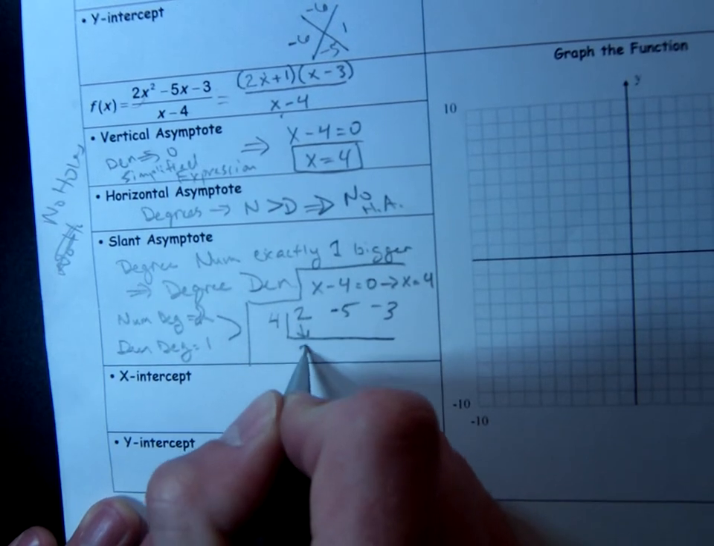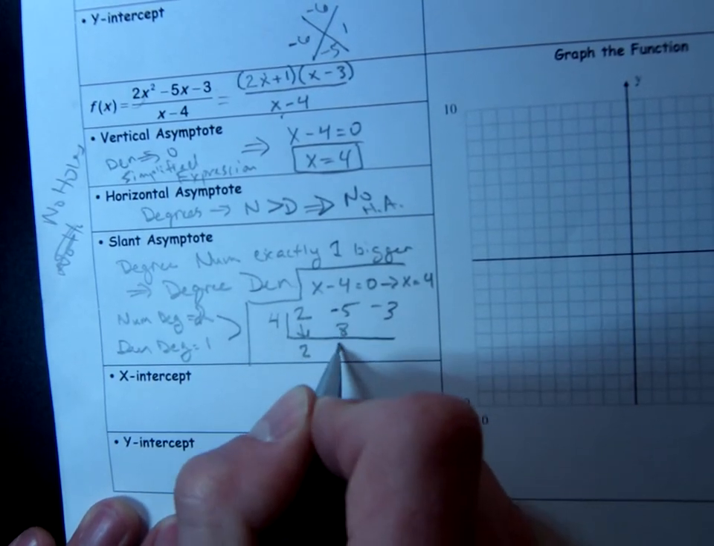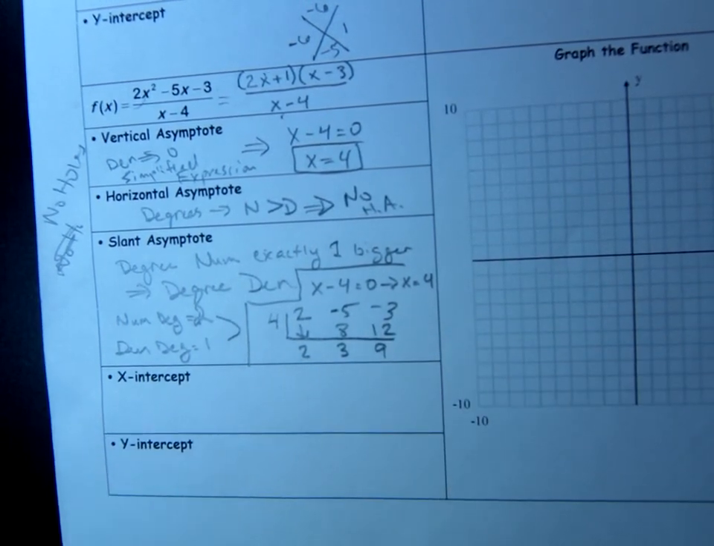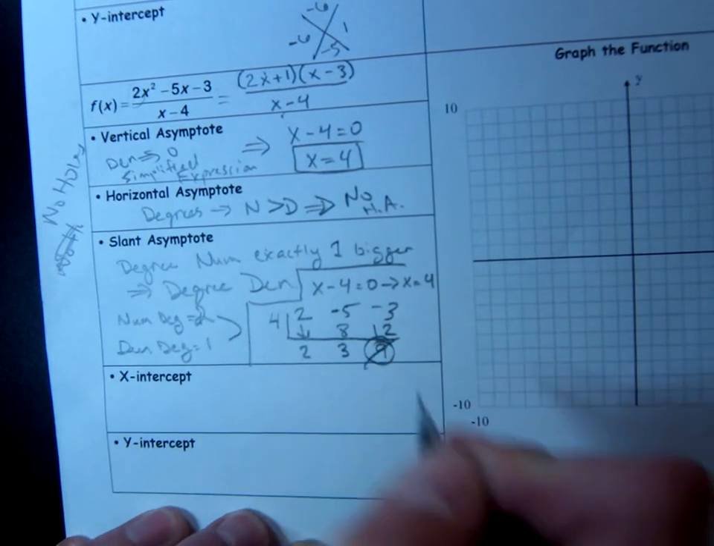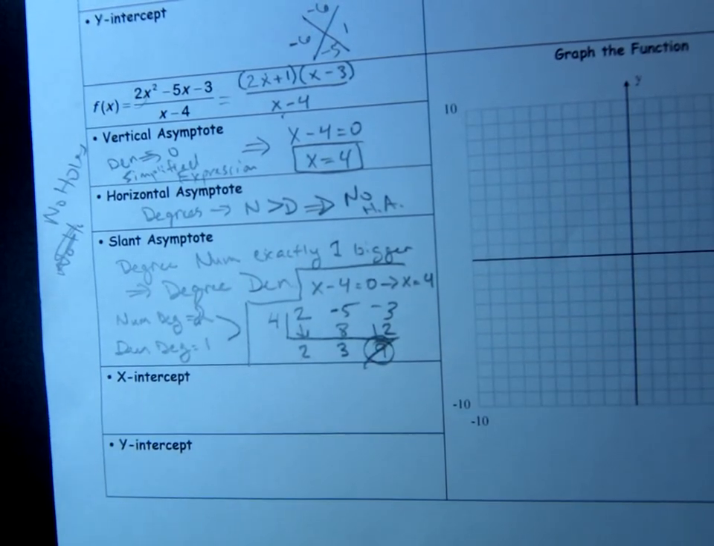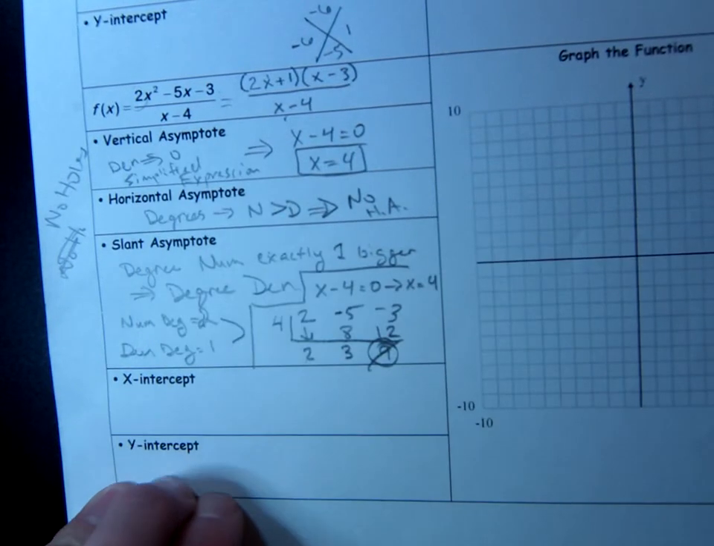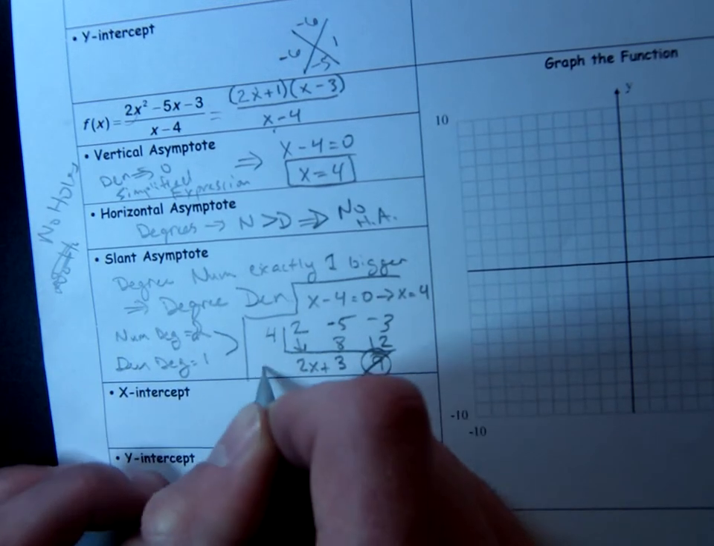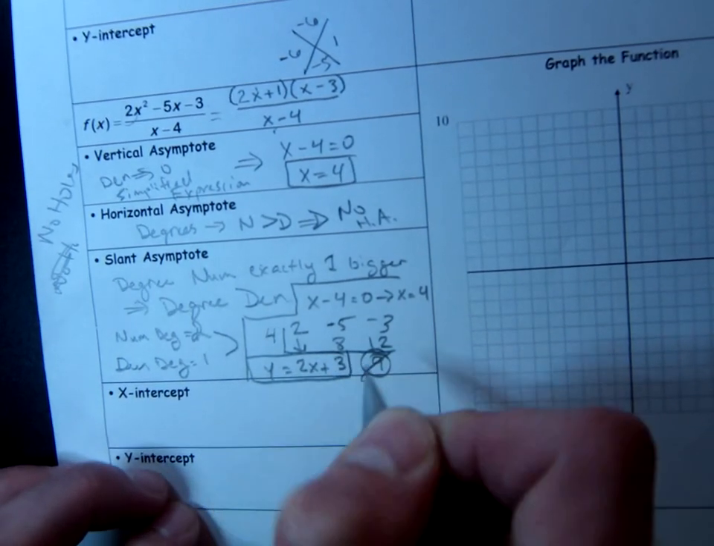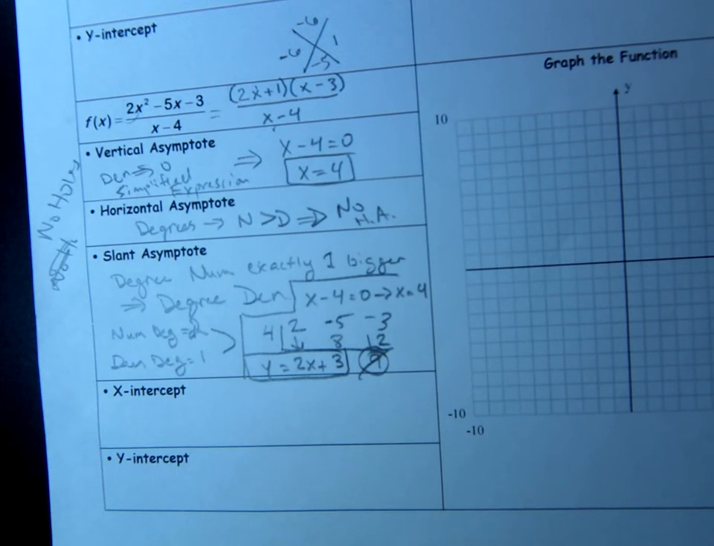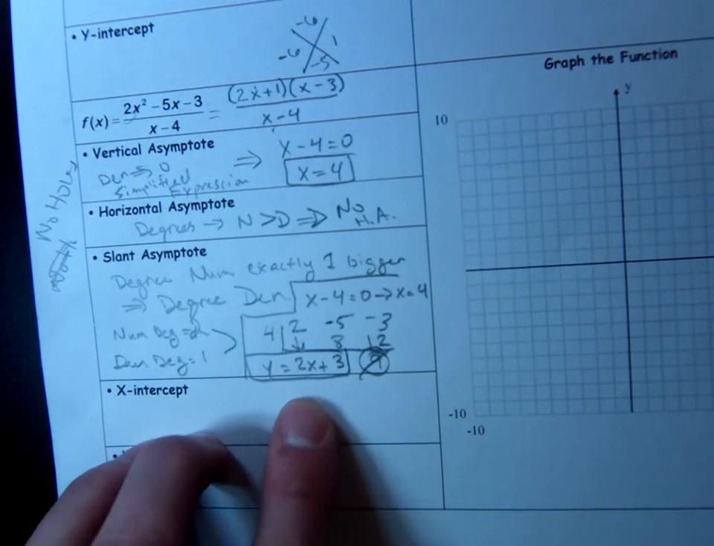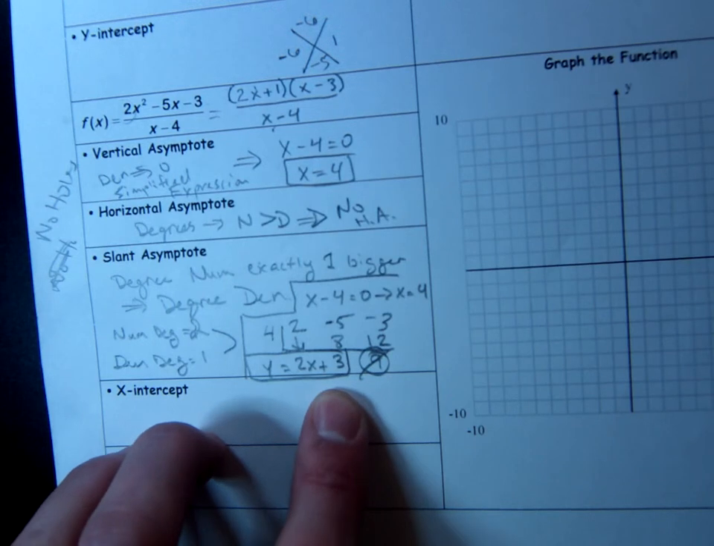So I drop the 2 down. 4 times 2 is 8. Get a 3. Then we get 12 here. And a 9. Now, the remainder doesn't matter. Okay? This was an x squared. We divided it by x. Now this is 2x plus 3. y equals 2x plus 3 is our slant asymptote. So you divide it down, the remainder doesn't matter, and what's remaining is your slant asymptote.